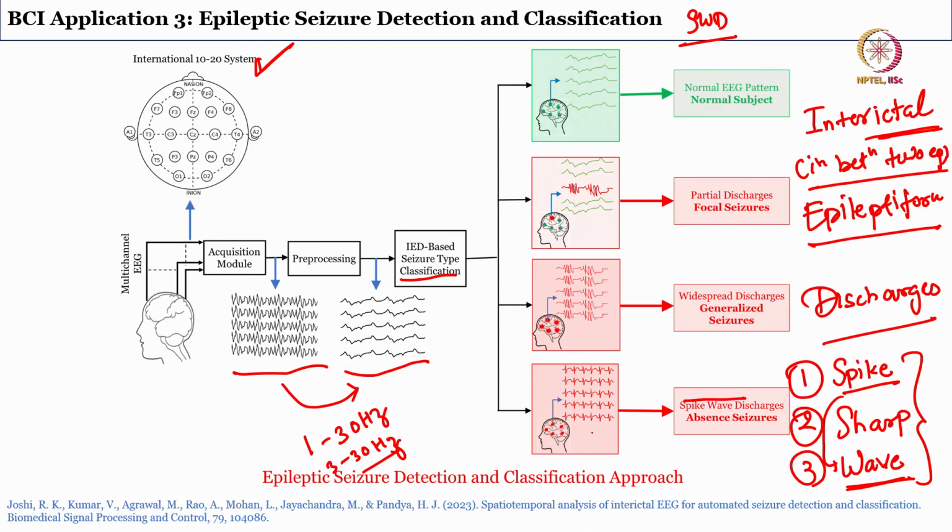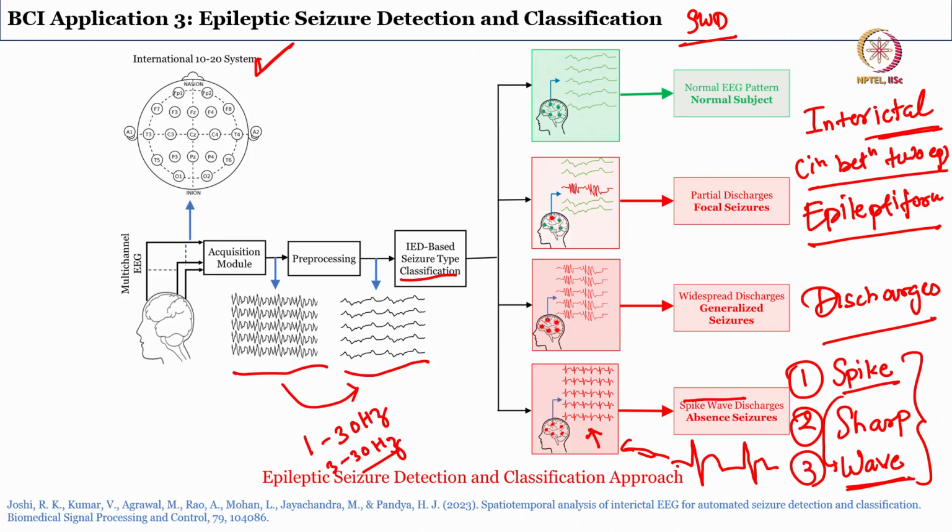And you can also confirm it from this particular figure. You are having this kind of spike followed by a wave, again spike followed by a wave. So this kind of thing is being repeated here. So this is a classic case of SWD, spike wave discharge. Again, it's not an actual EEG, it's an illustration, but just to give you an idea of what the combination of IEDs is.